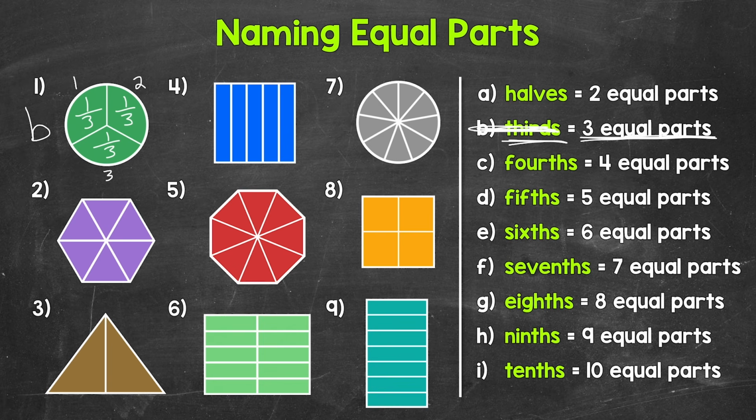Let's move on to number 2. This whole has been divided into 1, 2, 3, 4, 5, 6 equal parts. So 6 equal parts. We call 6 equal parts sixths. So let's put an E next to number 2 and cross off sixths. Now each one of those equal parts is 1/6 of the whole.